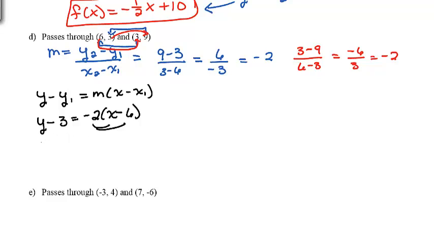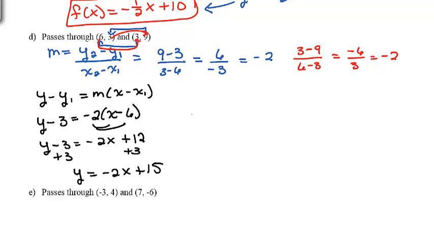We have to distribute the negative 2, giving us y minus 3 equals negative 2x plus 12. And then we need to add 3 to both sides. That gives us y equals negative 2x plus 15. And the last step is to replace the y with f of x. So f of x equals negative 2x plus 15.